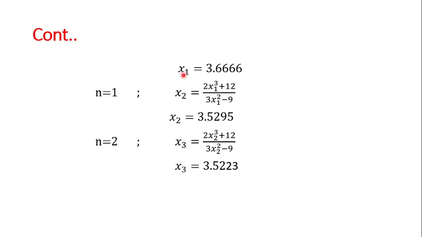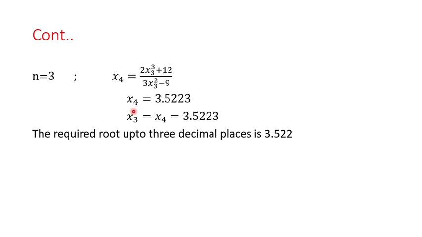Comparing x2 with the previous x1, the values are not the same. Again we go to another approximation, that is x3. Substituting the value, we get 3.5223. Up to the second decimal we have the same value in x2 and x3, that is 3.52. In the third decimal we have 9 here and 3 there. Again we go to another approximation, that is x4. Finding x4, we get 3.5223. Here x3 is very nearly equal to x4. Hence the required root up to the third decimal is 3.522. This is the required answer.